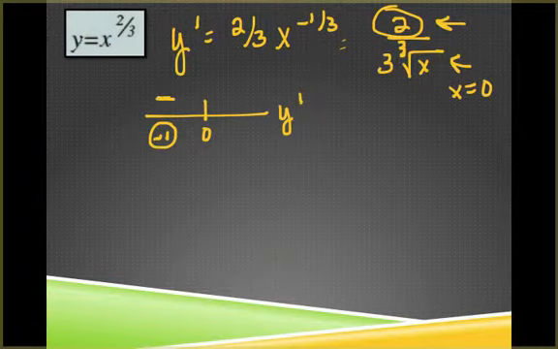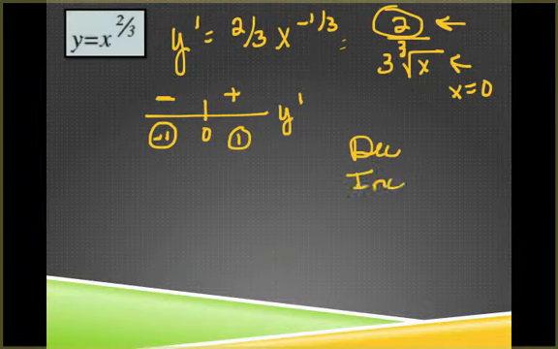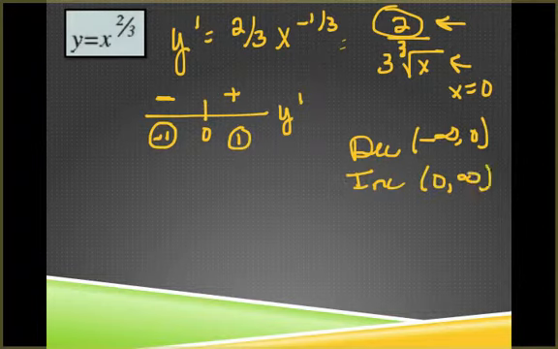Then if I pick a number bigger than 0, let's say 1, and put that into my derivative, I'm going to get a positive again on the top. The cube root of 1 is positive, times 3 is positive, and so that's positive. So looking at my function, it decreases and then it increases. It decreases from negative infinity to 0, and it increases from 0 to infinity.